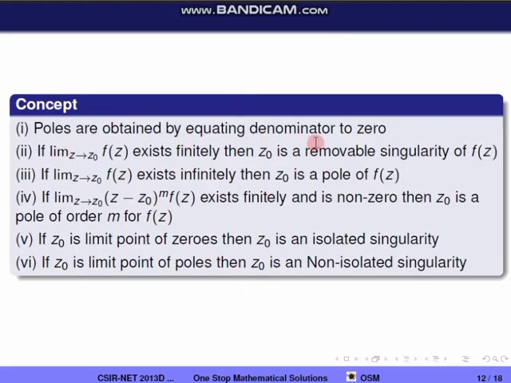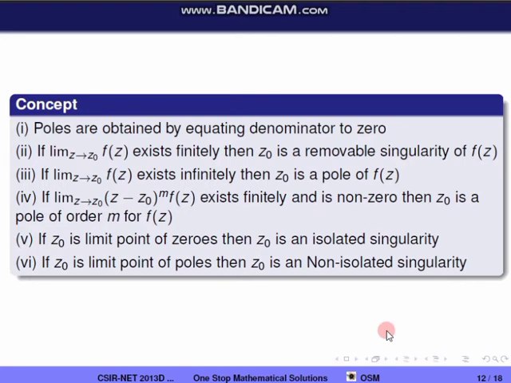Poles are obtained by equating denominator to 0. If limit z tends to z0, f of z exists finitely, then z0 is a removable singularity of f of z. If it exists infinitely, then z0 is a pole of f of z. If it doesn't exist finitely nor infinitely, then z0 is an essential singularity of f of z. If limit z tends to z0, z minus z0 whole power m, f of z exists finitely and is a non-zero number, then z0 is the pole of order m for f of z. If z0 is the limit point of 0, then z0 is an isolated singularity. If z0 is a limit point of poles, then z0 is a non-isolated singularity.